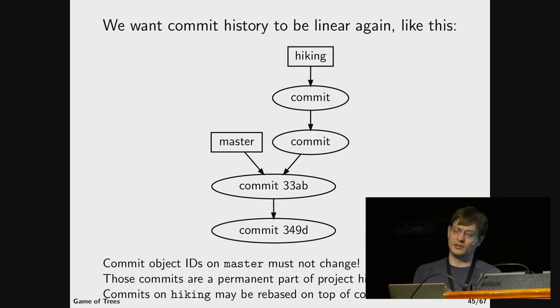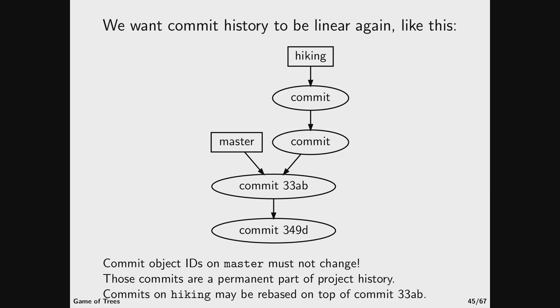So if you want to make history linear again, we have to take those two commits on the hiking branch and move them up to the current head of the master. And that's called rebasing. And this is basically how you merge your local changes with the incoming changes in this tool.